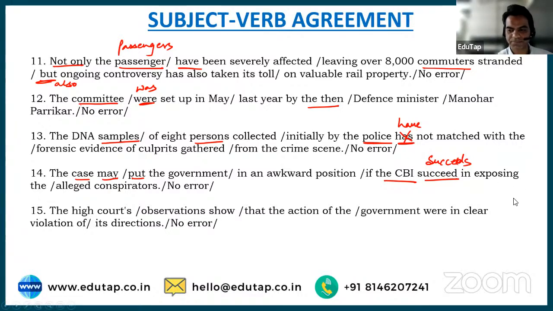Question number 15. Shuru kare? Yes, guys. The High Court's observations show that the action of the government were in clear violation of its direction. Yes, guys. What is the erroneous part here? The High Court's observations show that the action of the government were in clear violation of its direction. Nahi Roshan, shows nahi aayega, observations hai. Dhyan se dekho.